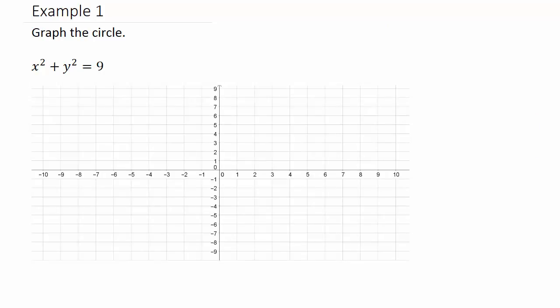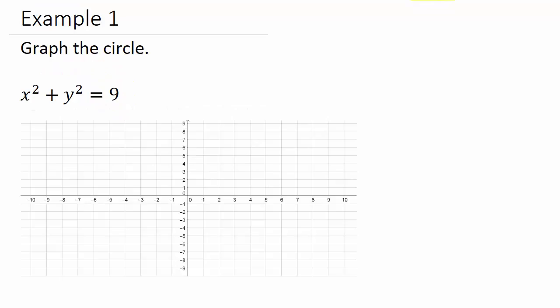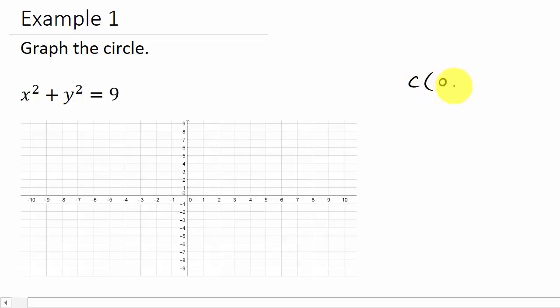Alright, so here it says graph the circle. So I have x squared plus y squared equals 9. So the first thing is I need the center. So here we can see, well, there's no h, so h is 0, and there's no k, so k is 0. So I can see here that my center is (0, 0), and my radius, well, remember this is r squared, so r is the square root of this number. So that would be, well, the square root of 9 is 3.